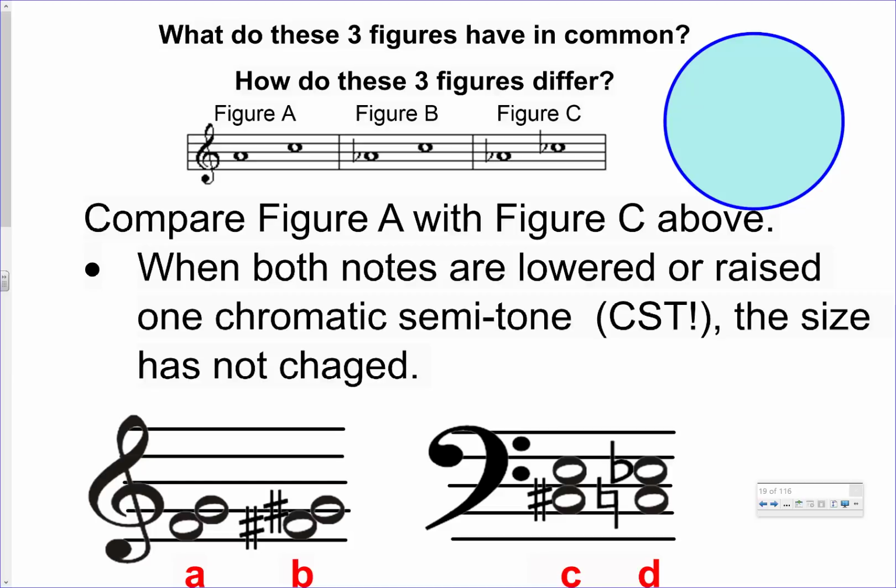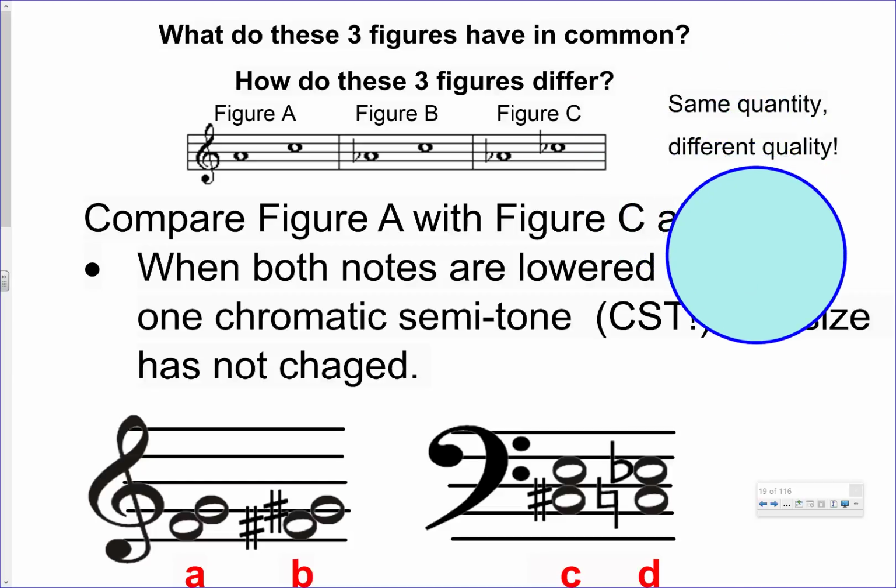And let's reveal the answer behind this circle. They have the same quantity, but a different quality. So remember, quantity is the generic number, so they are all thirds. That's what's the same with them. But they have a different quality because although they're thirds, they have some accidentals, which moves the chromatic semitones up or down.